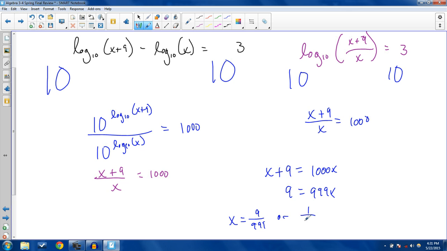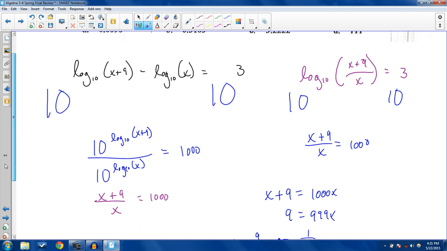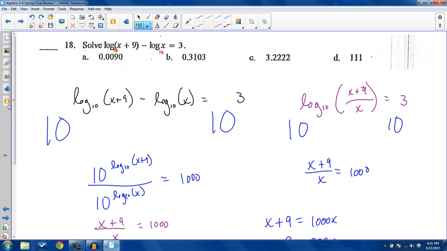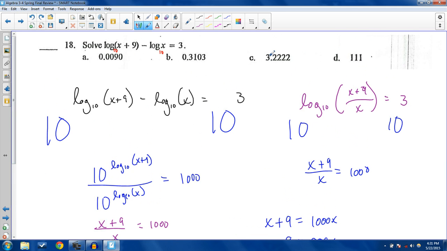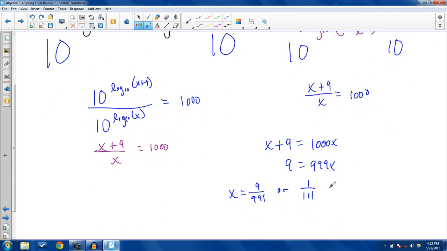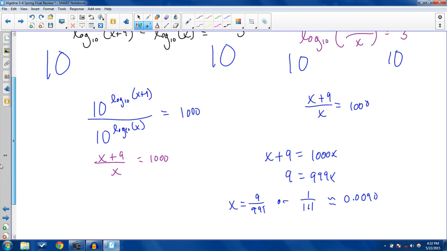Or 1 over 111. Now what's the decimal? That's what your calculator's for. However, you could probably look at these and know your answer. 0.3 is about 30%. If you get 1 out of 111 on a test, did you get about 30%? Nah. Did you get 300%? Nah. 10,000%? 11,000%? Nah. You got this one right here. In your calculator, you'll probably get about that number. Your answer is A. 18? Yep, your answer is A. So that's about 0.0090 or something like that. Small number, less than 1%.